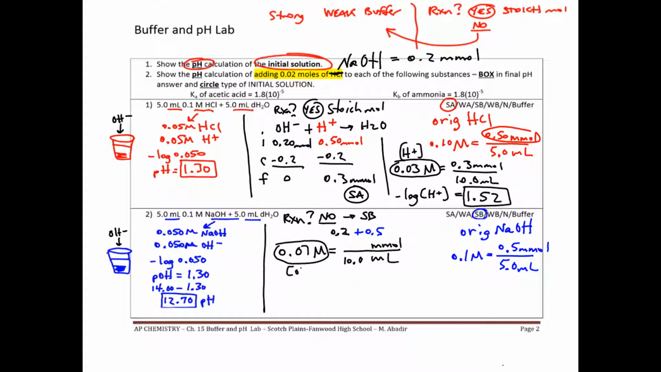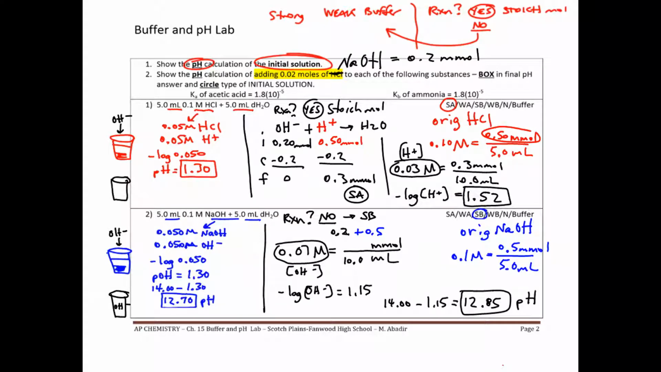Now remember, that's the OH minus. So you could take the negative log of the OH minus concentration, and that's going to give you 1.15. And then you do 14 minus that, and that's going to give you 12.85 as a pH, which makes sense because it's basic, because you added a strong base to a strong base. So at the end of this, all you have here is OH minus. At the end of number 1, you had a strong acid that was left over, so you just have H plus.